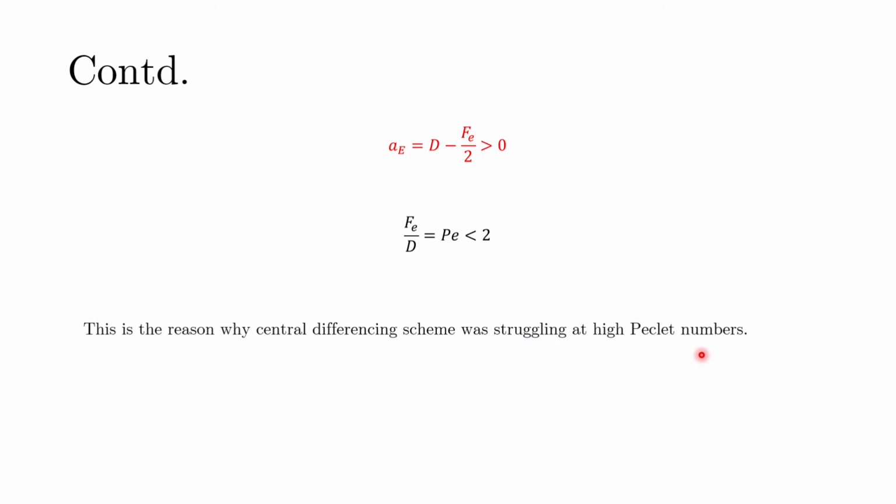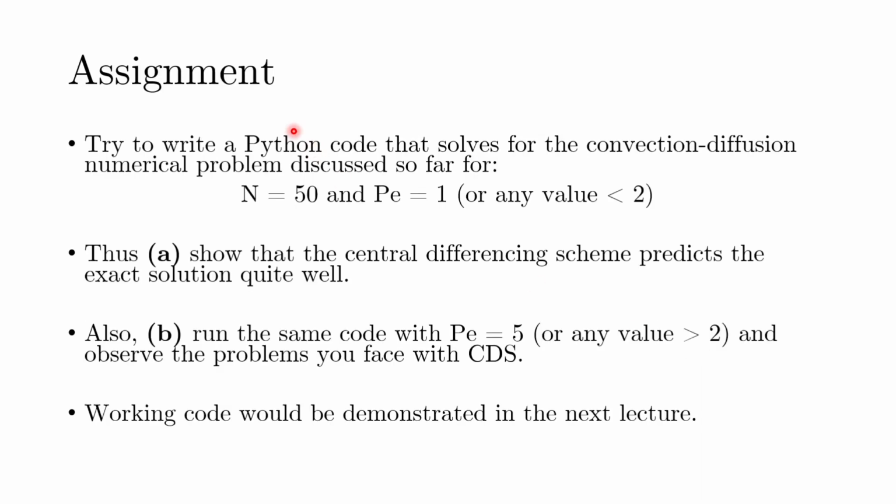Based on this problem, I hope I'm in a position to give you a small assignment, rather a coding assignment. The problem statement is the same: you have to write a Python code that solves the convection diffusion numerical problem that we have looked at in the last 2 lectures, for the same parameters that I've shown you. I showed you a grid size of 50 and a Peclet number of 1. You can take any value less than 2 just to make sure that you are in the stable regime, so that from the physics perspective you're not running into bugs.